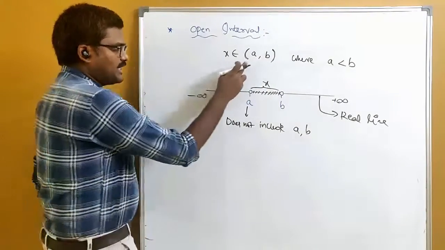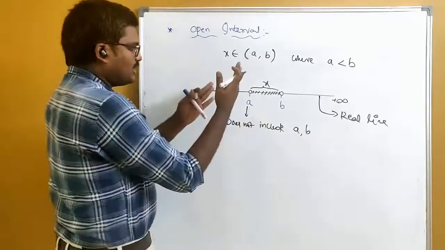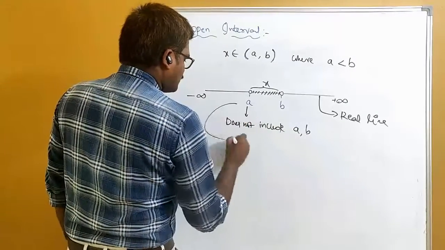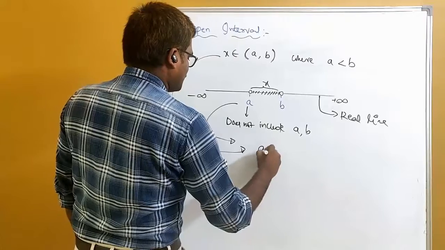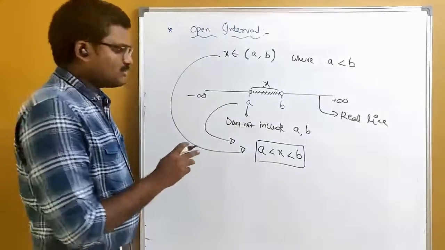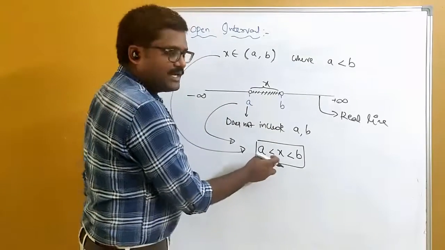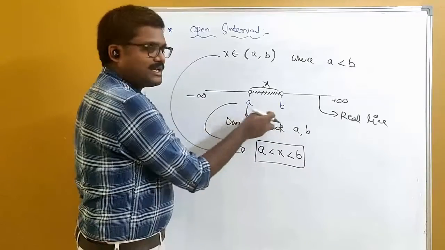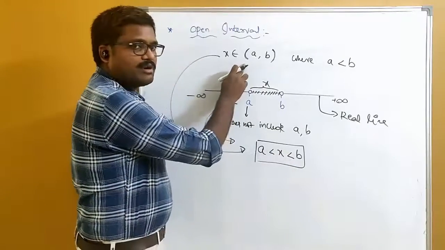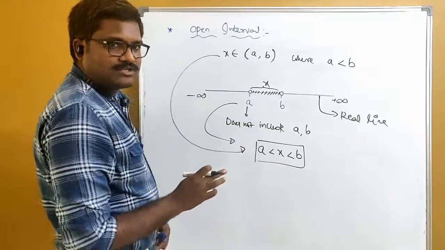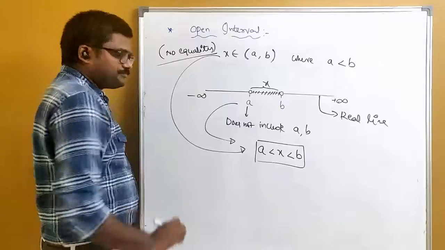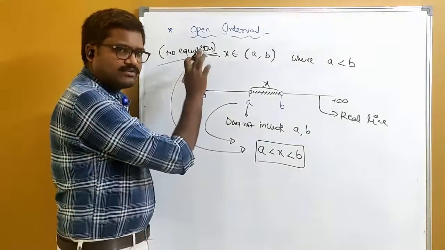Open interval means I will not include that particular value, but I will take all the values of x between a and b. And just now I told you, you can also write this particular interval using inequality as a less than x less than b. You understood? So greater than a, less than b. Understood? And here I do not put equality because it is an open interval. Open interval means no equality. Understood? No equality. You can remember it like this. So I hope now you understood the meaning of open interval.